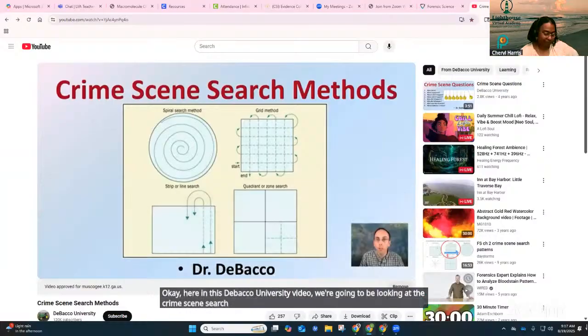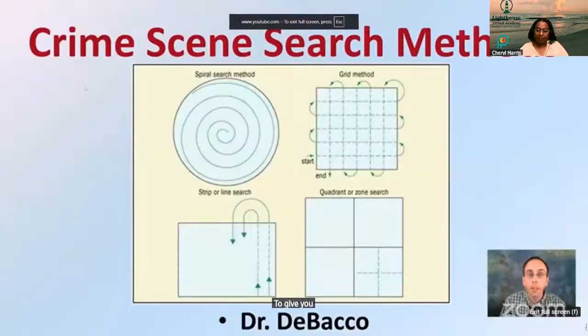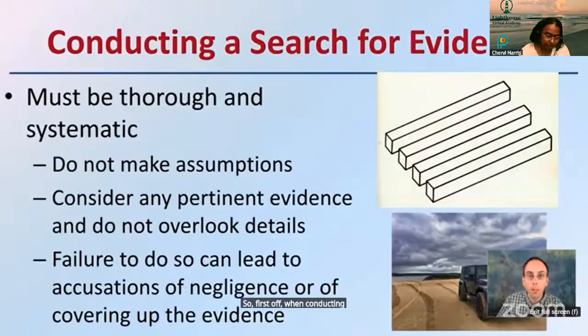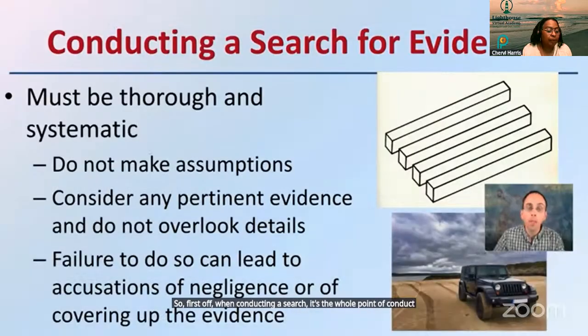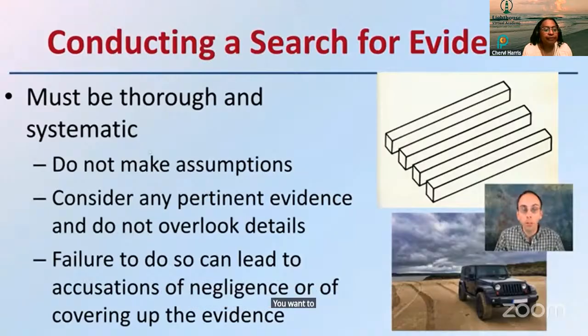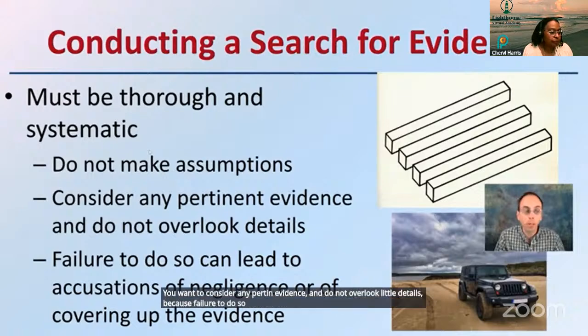Here in this video, we're going to be looking at the crime scene search methods. We have a couple pictured here to give you a general idea of the pattern you should be going through, but we're going to look at this in a little bit more detail. So first off, the whole point of conducting a search is for evidence. This must be thorough and systematic. You do not want to make assumptions. You want to consider any pertinent evidence and not overlook little details, because failure to do so can lead to accusations of negligence or covering up evidence.